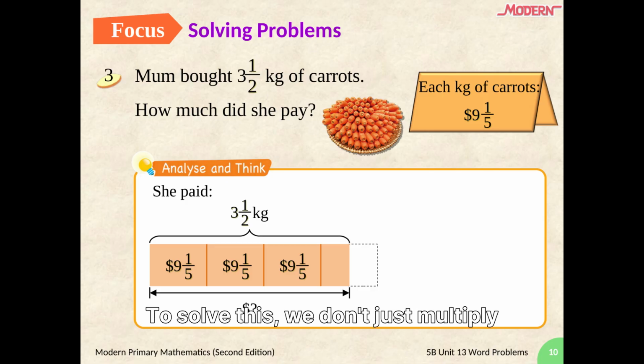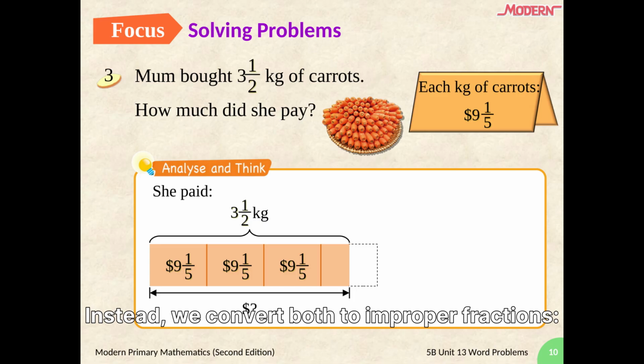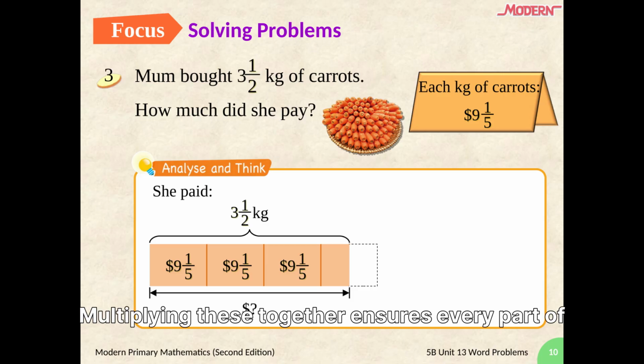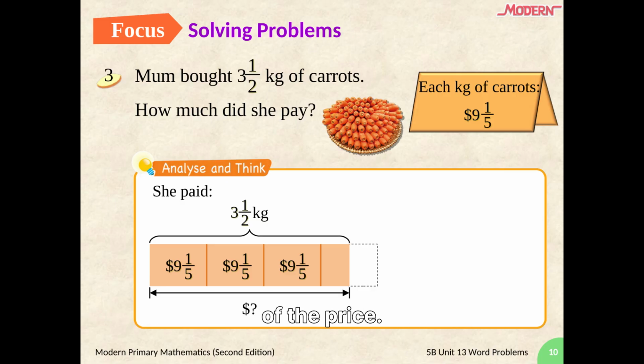To solve this, we don't just multiply the whole numbers and then the fractions separately. That's a common mistake. Instead, we convert both to improper fractions. 3 and 1/2 becomes 7/2, and 9 and 1/5 becomes 46/5. Multiplying these together ensures every part of the weight is multiplied by every part of the price.